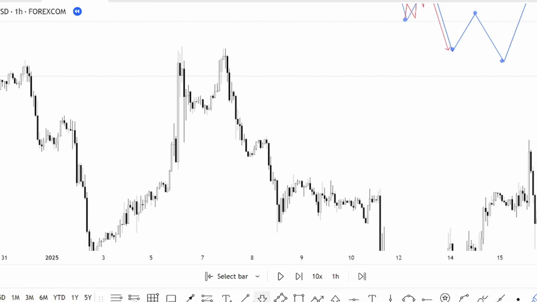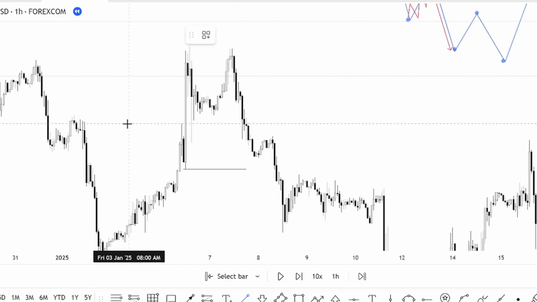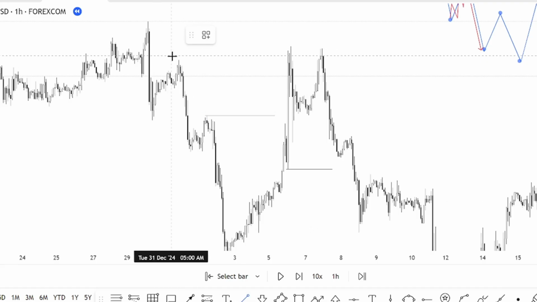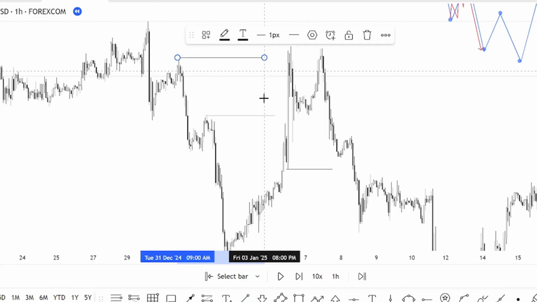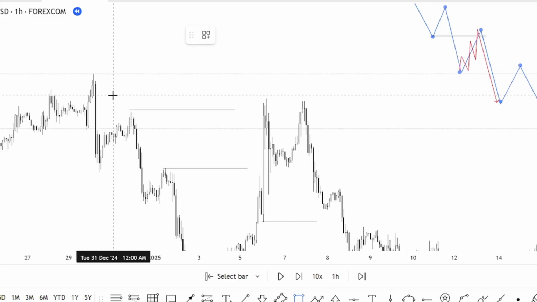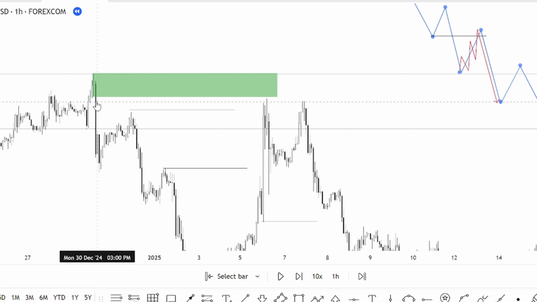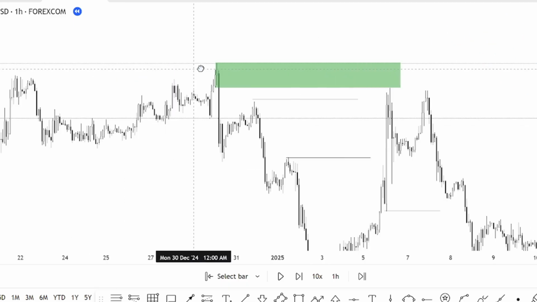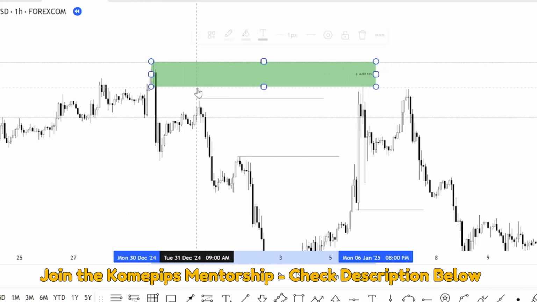First, this is a valid level. Why? Because, remember our analogy here, it already took out a liquidity here. Not just that, it took out a major liquidity on here. And when that happened, where did it react from? It reacted from this particular level. It didn't touch that other block, it reacted from that level.